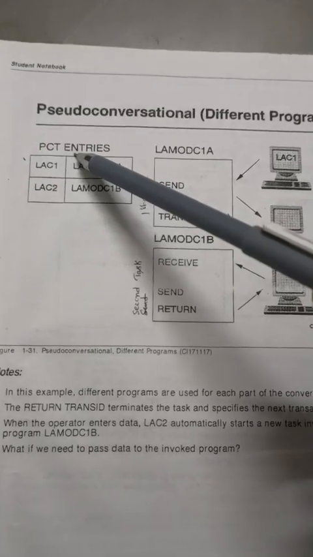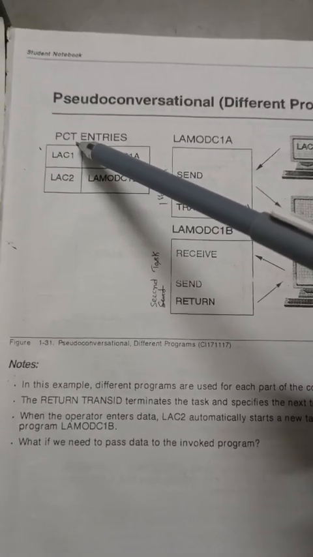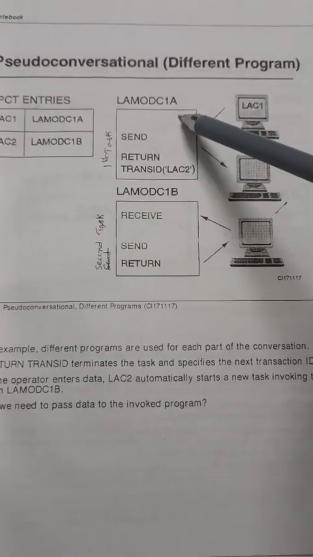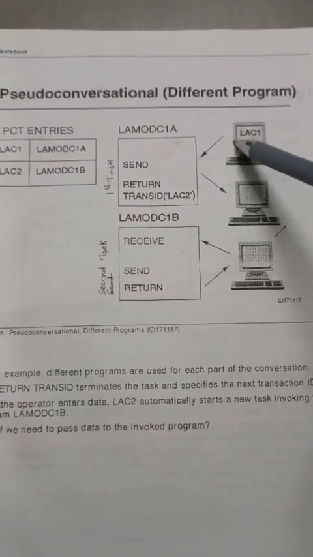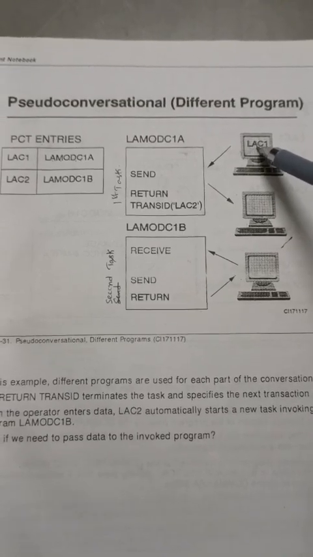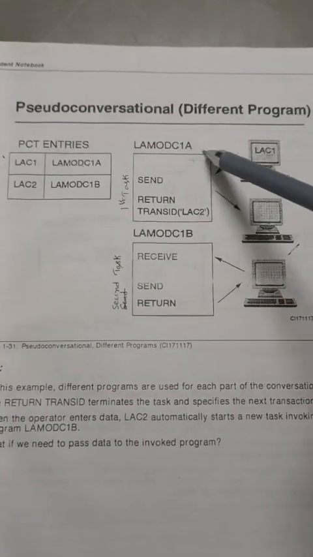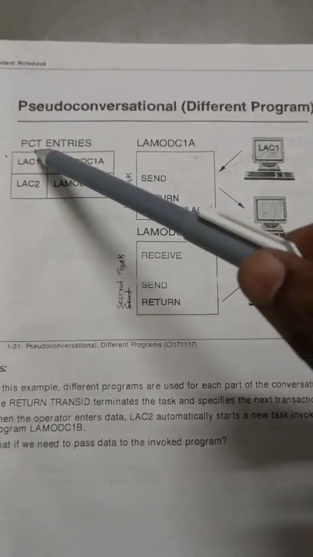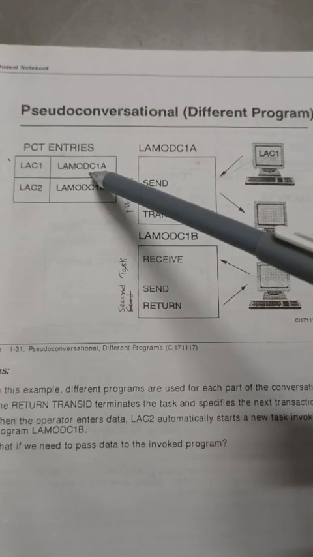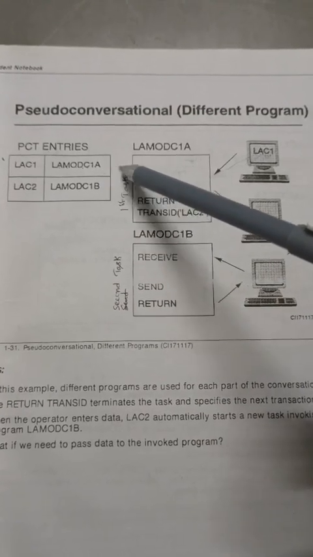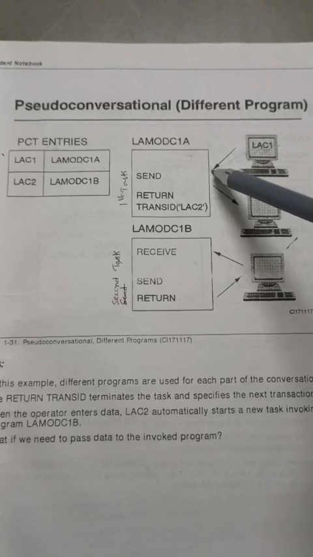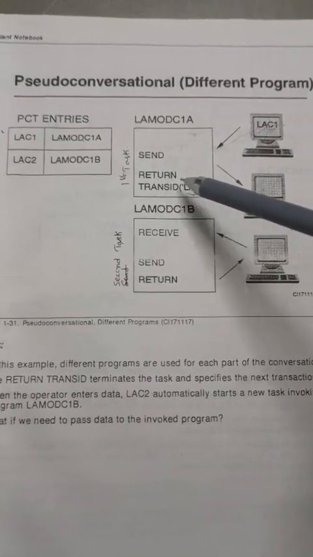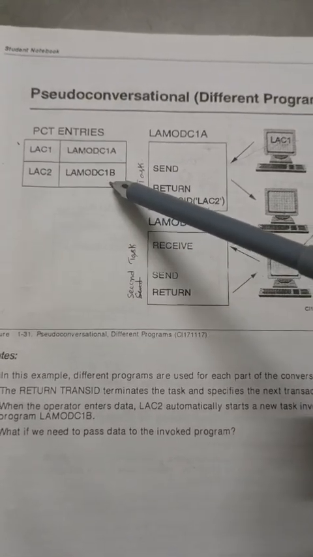Here, regarding the PCT, yesterday's lessons told us it has a transaction ID and the corresponding program. This is a PCT entry: a program corresponding to the transaction ID. My transaction ID is LAC1, the main program, and this transaction ID is registered in the PCT table, where we can see LAC1 registered to the 1A program. So I am initiating this transaction ID, but I am going to trigger another transaction ID, LAC. What is the LAC program? It is registered to the 1B program.